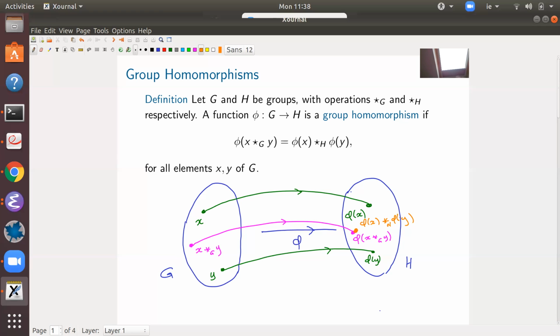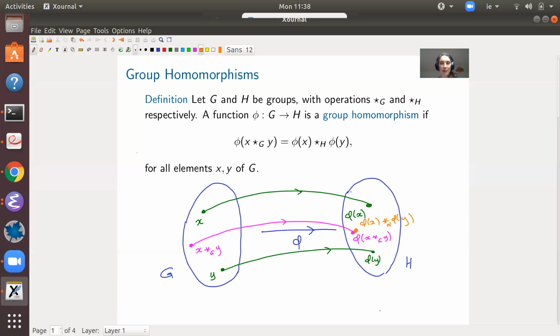So the requirement that a function must have in order to qualify for the title of group homomorphism is that the result of applying phi separately to a pair of elements in G, then composing their images in H, must always be the same as the result of composing them in G in the first place, and then applying phi to their composition in G. So this pink point and this orange point always represent the same element in H. Then we say the function phi is a group homomorphism.